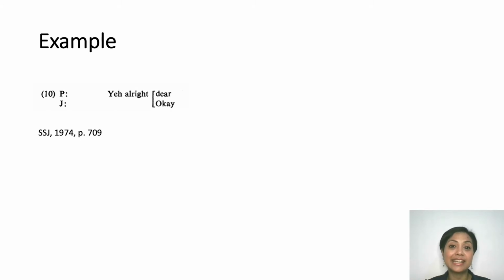Here's an extract taken from SSJ 1974 to give us a better understanding. In this extract, the second speaker, J, says, okay. Place your focus on the place or time or space where J says okay. J says okay right after P says alright. Though we do not have the prosodic information of P's turn, as a person who can converse in English, we roughly can tell that P's turn may end after the production of alright.